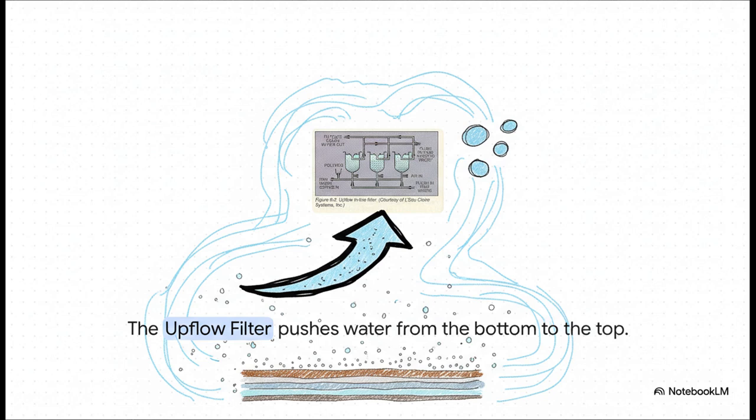And check this out, some designs get really, really creative. The upflow filter completely flips the whole concept on its head. Water is actually pushed in from the bottom and flows up. This way, the largest particles get removed first by the coarsest media at the bottom, and the water gets cleaner and cleaner as it rises to the top.